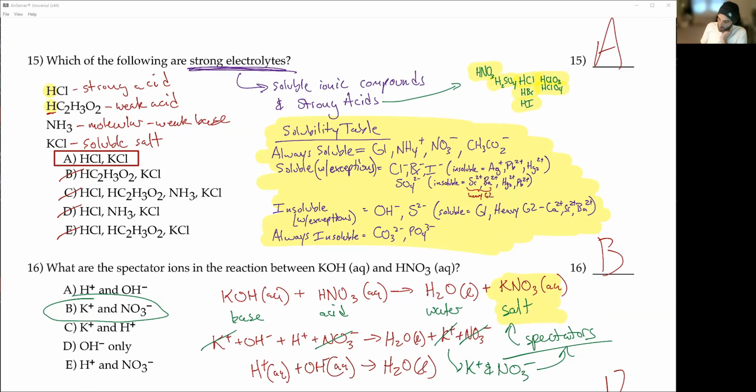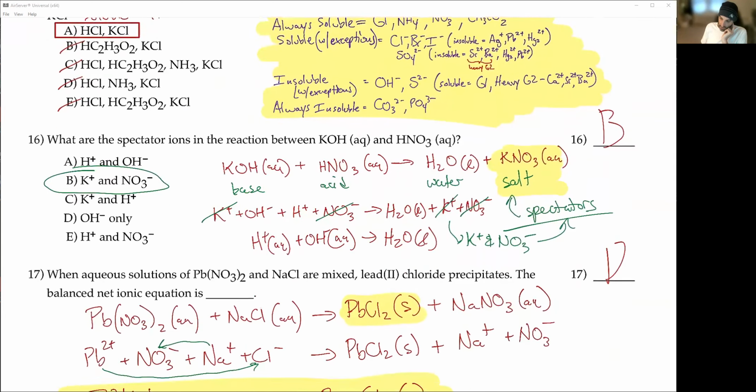Insoluble with exceptions, hydroxides and sulfates. Notice that they have the same exact group 1, and the heavy group 2s count as soluble for sulfates and hydroxides. And then finally, always insoluble, the carbonates and the phosphates. So yeah, again, the only exception being group 1 and NH4+. Group 1 is always soluble regardless of what the anion is. You could just move on from there.